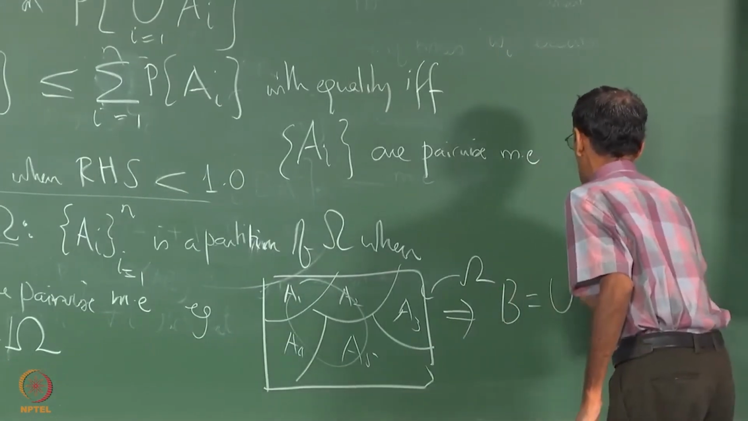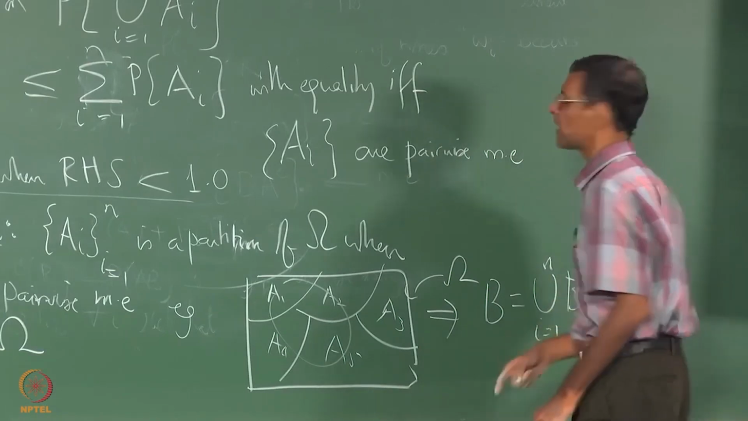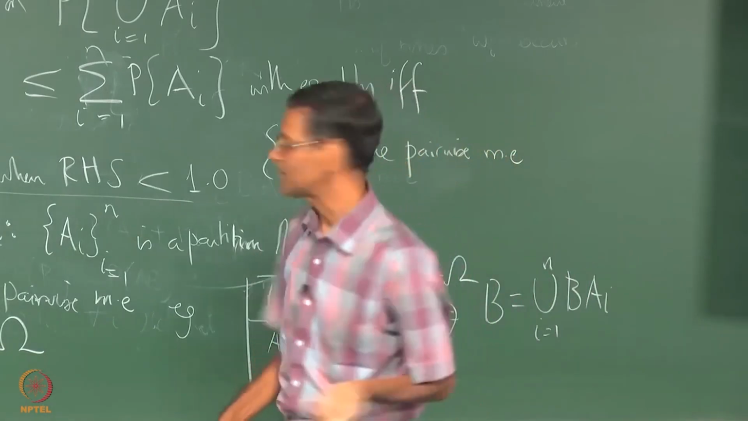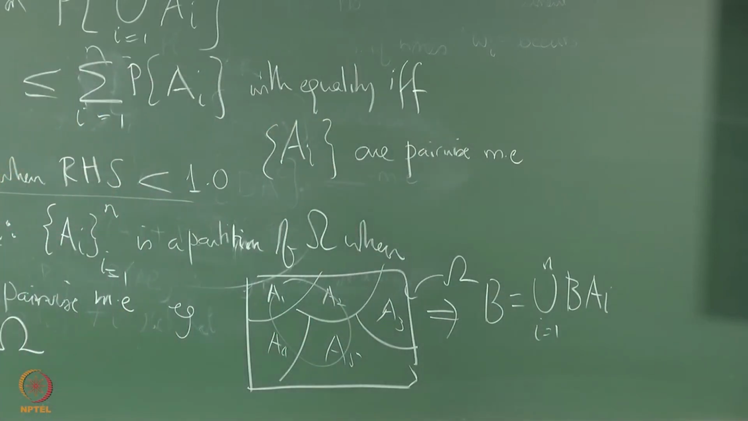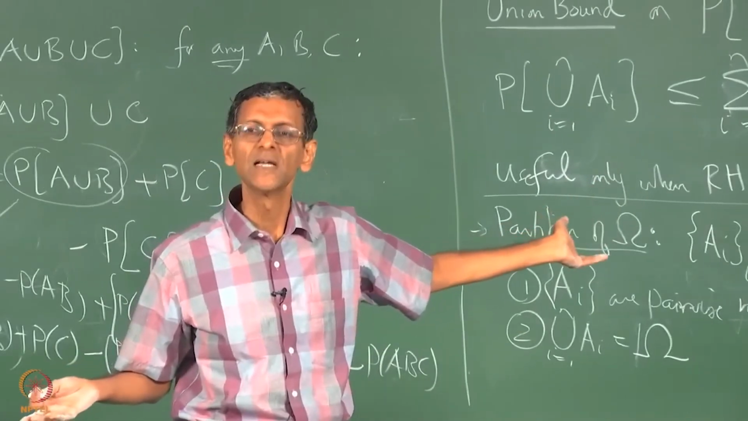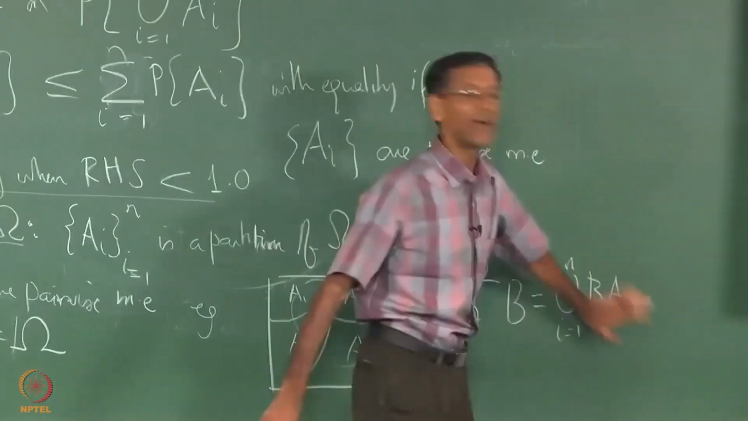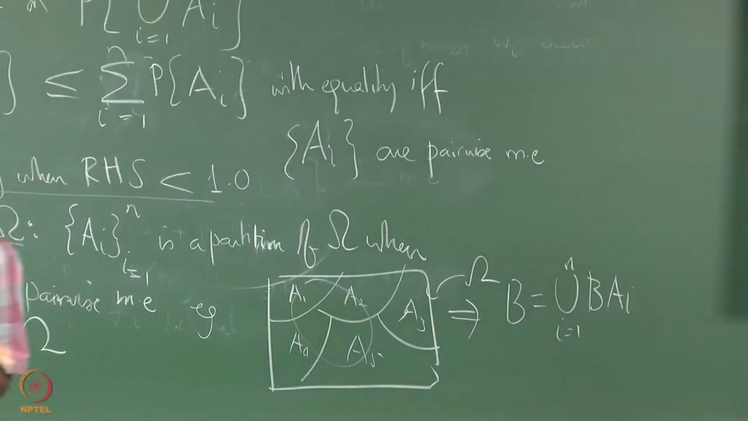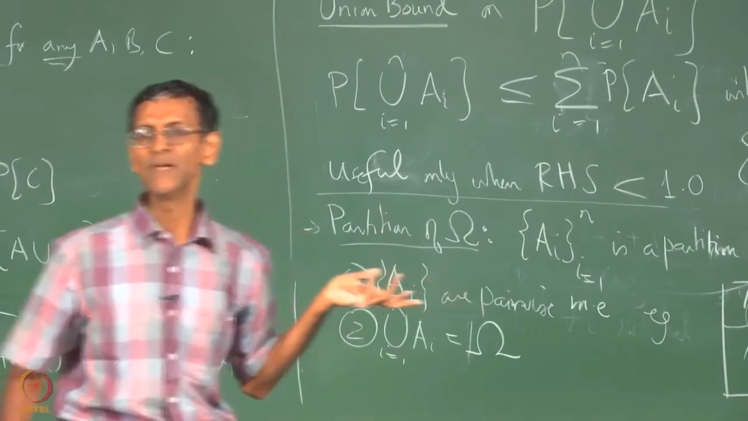B is basically the union of B intersection Ai, i equal to 1 to n. It need not involve all n, but it cannot involve any more. B may not need all of the Ai's to make it up. Some of those B intersection Ai may be empty, but that is okay, you can always take a union with the empty set. It is important to note that all these B intersection Ai are exclusive, and therefore P of B is the sum of P of B intersection Ai.